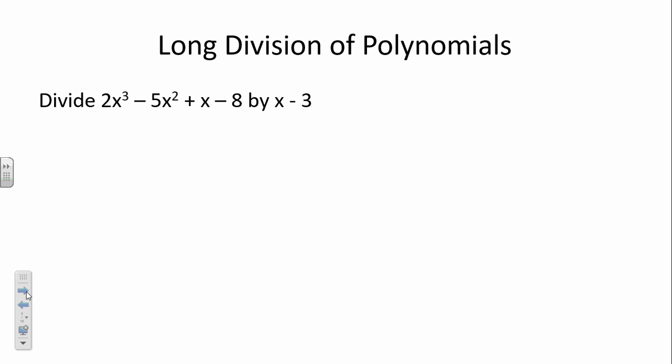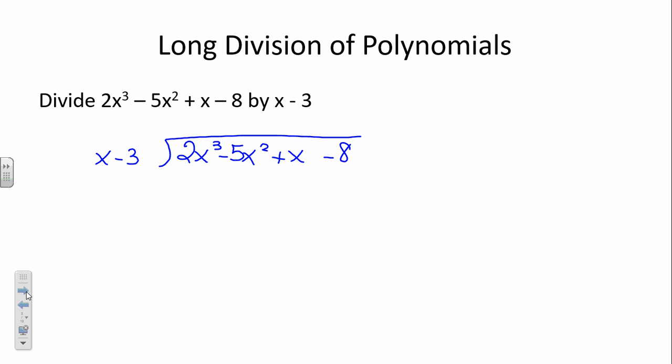So we start off by, first of all, checking. Do we have all the powers of x here? Third, second, first, 0, yes. So we don't have to hold any places. We don't need any spots to be held onto. So we're going to say 2x cubed minus 5x squared plus x minus 8. And we're dividing all of that by x minus 3.